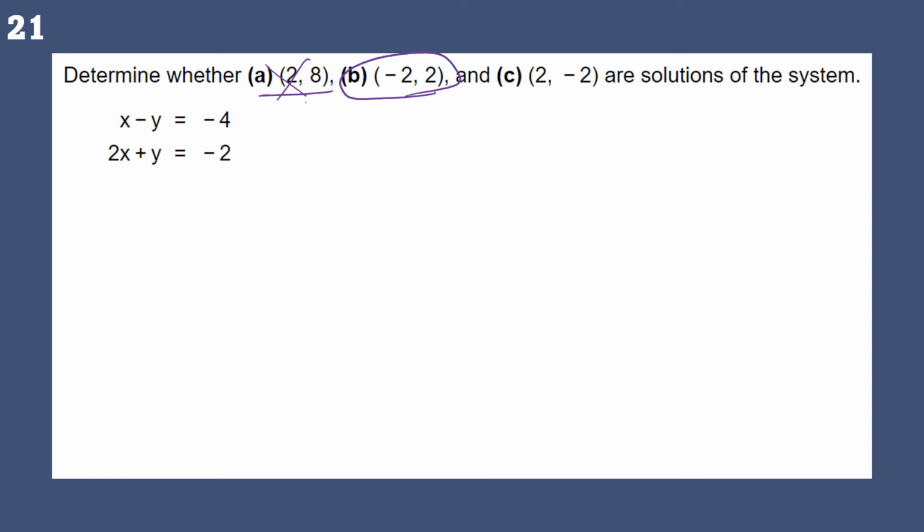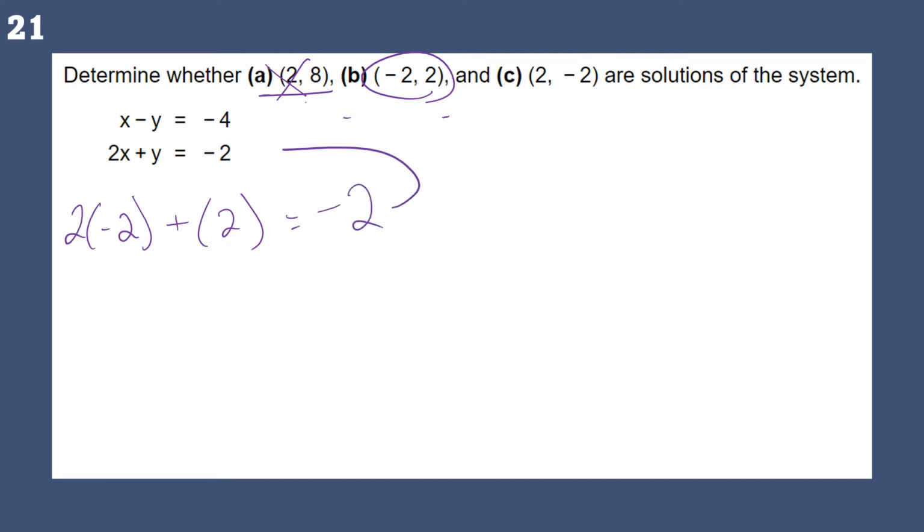The second one, I'm gonna plug in -2, -2. If I plug in -2 - 2, it equals -4. It says it's supposed to equal -4. So guess what? It works in the first equation. The next question is, does -2, -2 work in the second equation? So I'm gonna plug in -2 for x and +2 for y, and let's see what we get. We get -2, which is the same. So this one actually works for both of them.